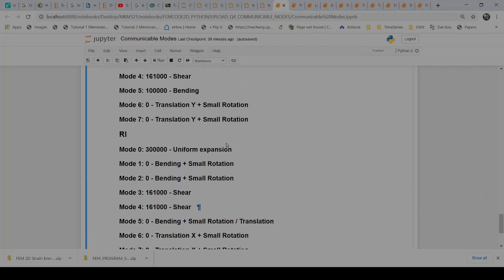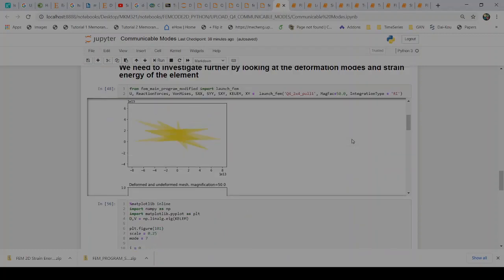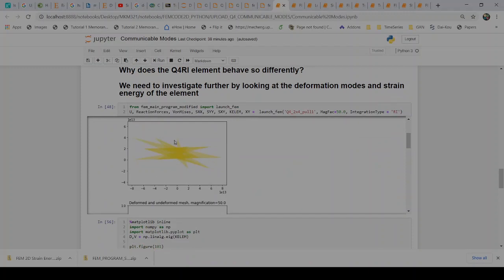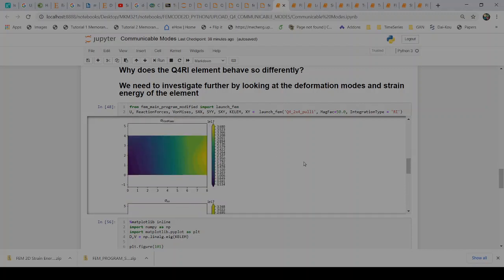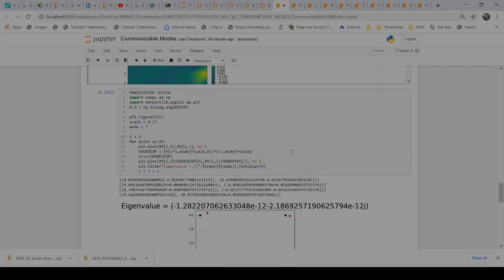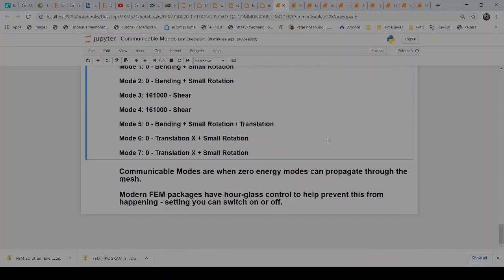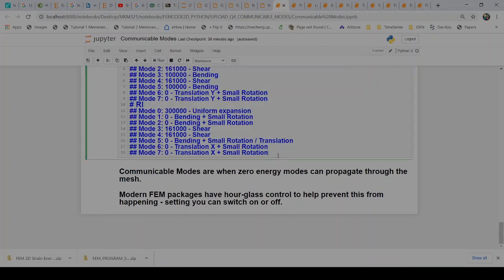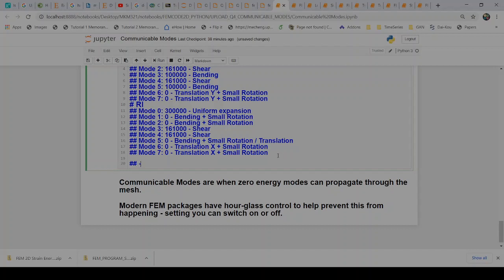And so you can imagine, if I take an element and I put it into bending, and I say there's no strain energy associated with it, that is quite crazy. And what's happening is, the communicable mode can propagate through the mesh. And that's what's causing the havoc that we're seeing. Essentially, when I have that bending, let me see if I can put down the bending here. If I put it down like this. And we'll still go into why this happens. For now, it's important that you understand that it does happen.